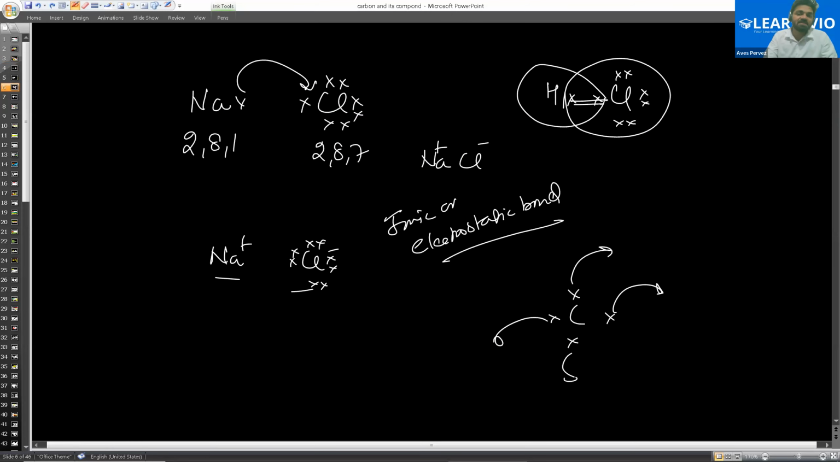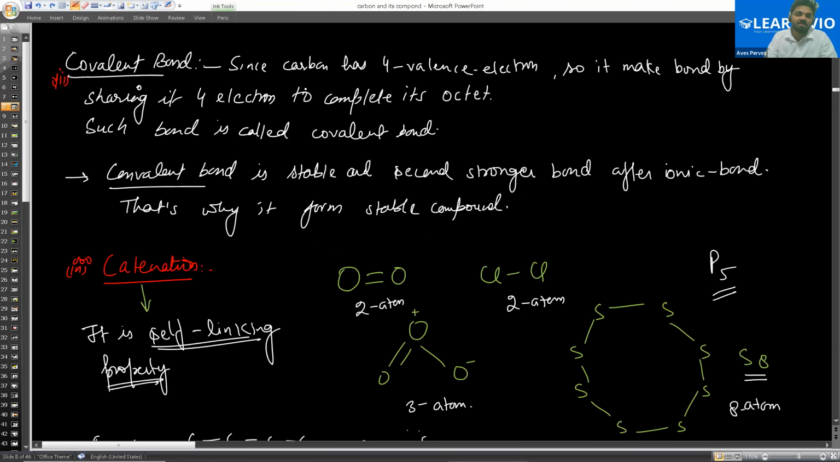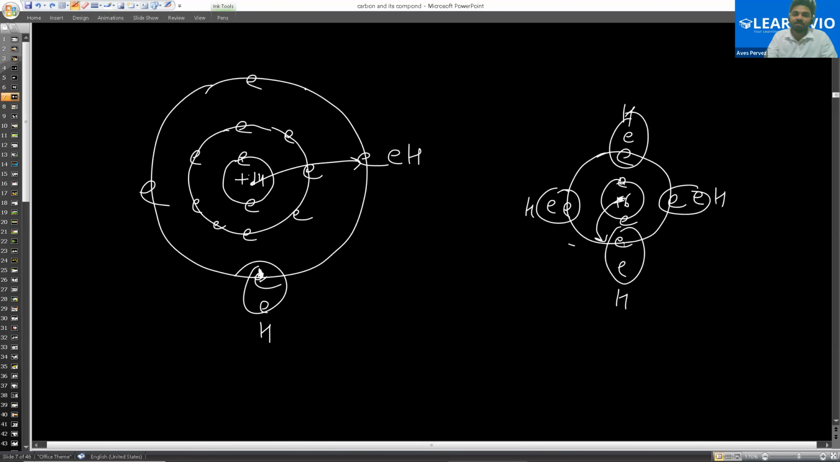Okay, so the next reason: here in silicon, I'm experiencing 14 electrons, but in this one the size is less and the nucleus is visible to them.